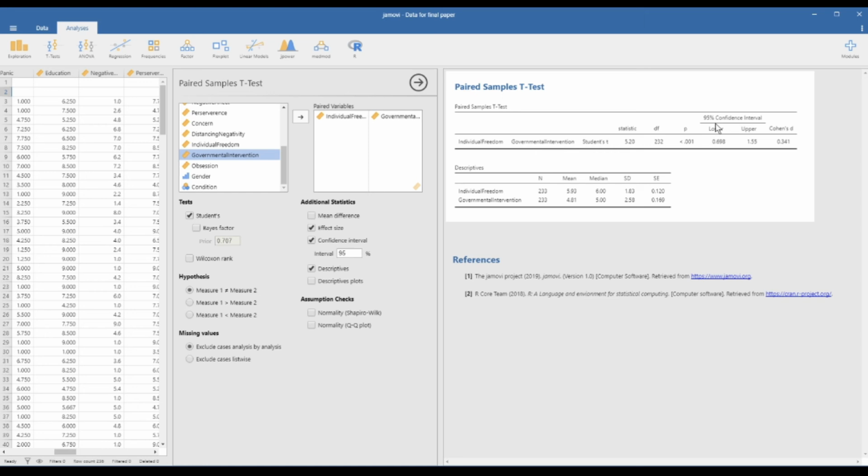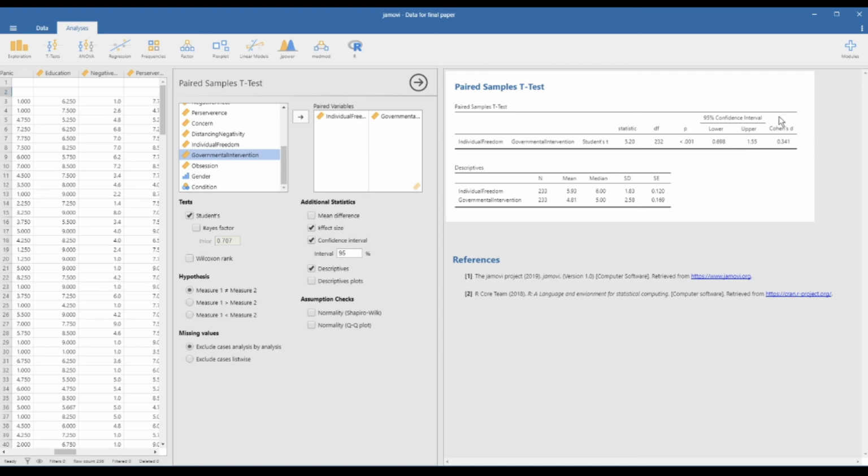Now, the null hypothesis is predicting that the difference between these scores is 0. However, what we're seeing here is that we are 95% confident that the actual difference between these two means is going to fall somewhere between 0.70 and 1.55, and we are 95% confident that the real population difference is going to fall somewhere between those values.